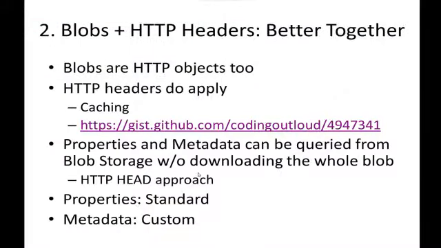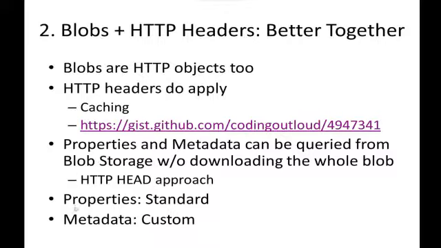So there are two kinds of attributes that you can apply to a blob. There are properties and metadata. And either of these properties and metadata can be accessed independent of the blob. So if you had a 100 megabyte video or a 100 gigabyte video for that matter, and you wanted to get at its metadata or properties, you can ask for those without having to download the entire video file.